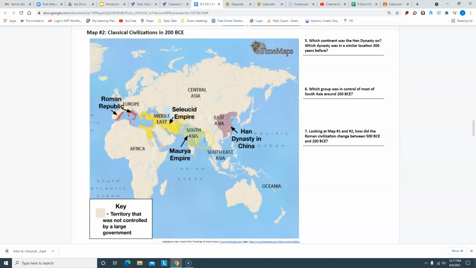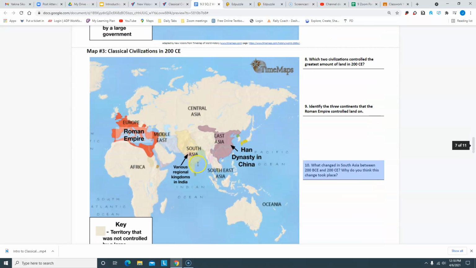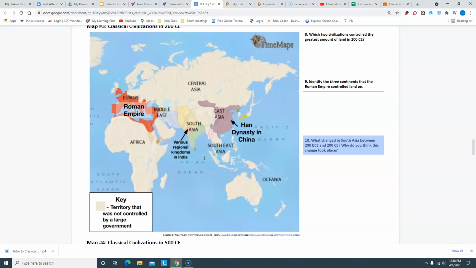All right, so here is this region. This is South Asia, 400 years prior to what you just looked at. So what's the biggest difference here? We've got Maurya Empire labeled. South Asia is mostly colored in green. All right, so we're going to scroll back down. This is the area we're looking at. What changed in South Asia from 200 BCE to 200 CE? And why do you think this change took place? Answer that in the Edpuzzle.